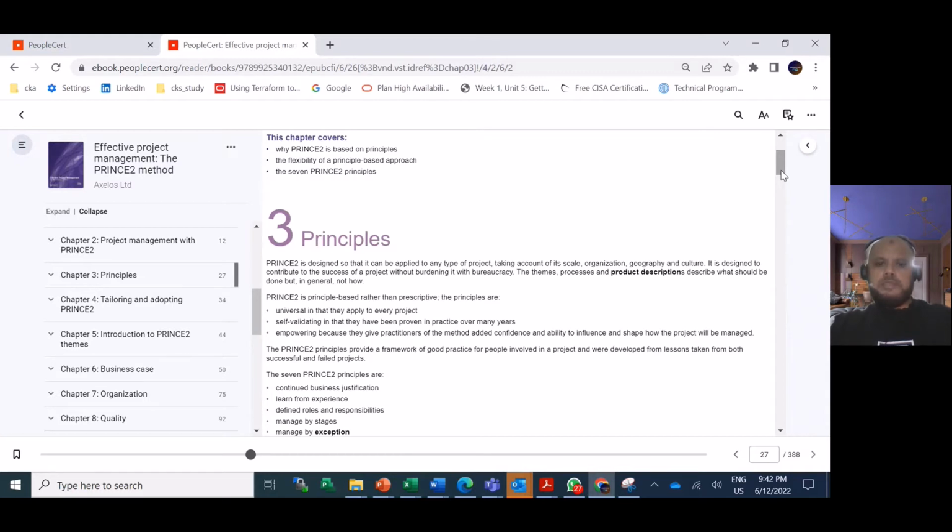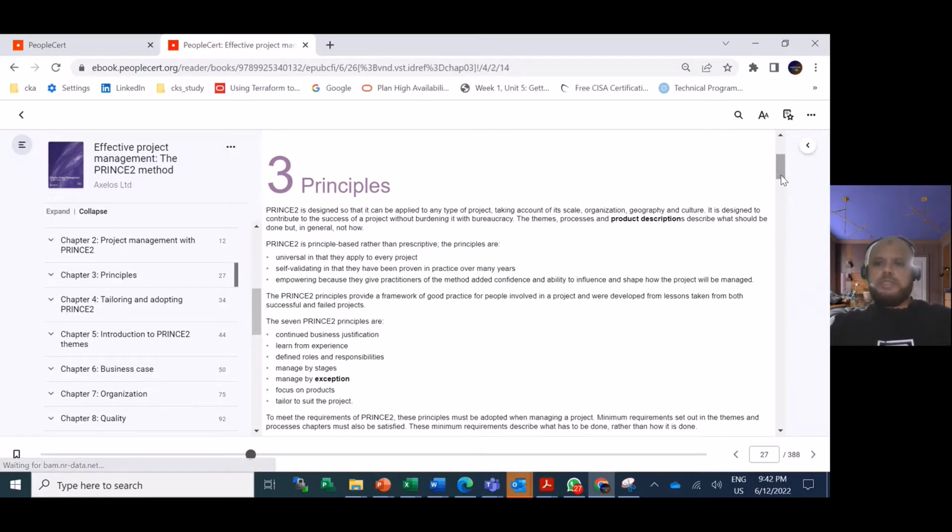The principles are universal, so that they can apply in any project. They are self-validating, which means they have been proven in practice over many years, and empowering because they give the practitioners the method for added confidence. The principles provide a framework of good practice for people involved in the project, and we take the lessons from successful as well as failed projects.